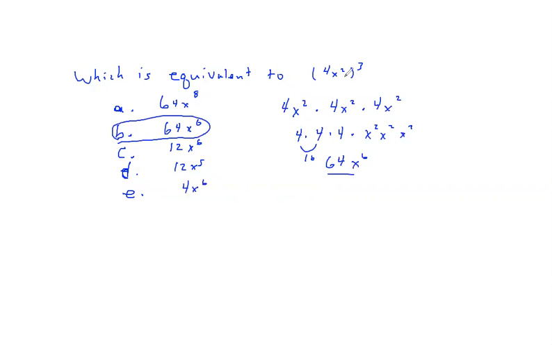Now, you could have also split up these components, these factors, and made them cubed. So I'd have 4 cubed, x squared cubed, and 4 cubed is 64. And then when you have a power of a power, you multiply those exponents. So it's x to the 2 times 3, or again, we get 64x to the 6th.